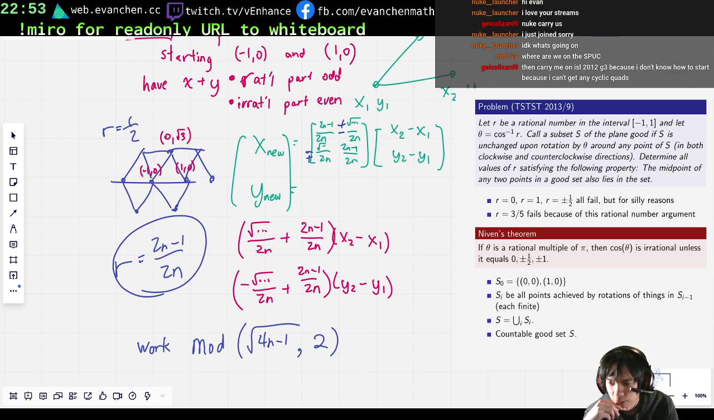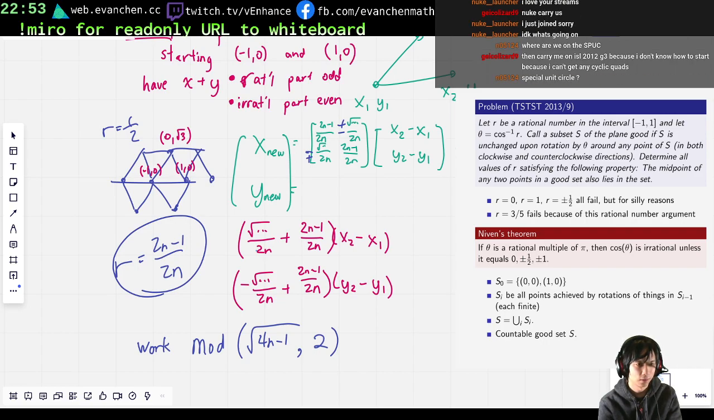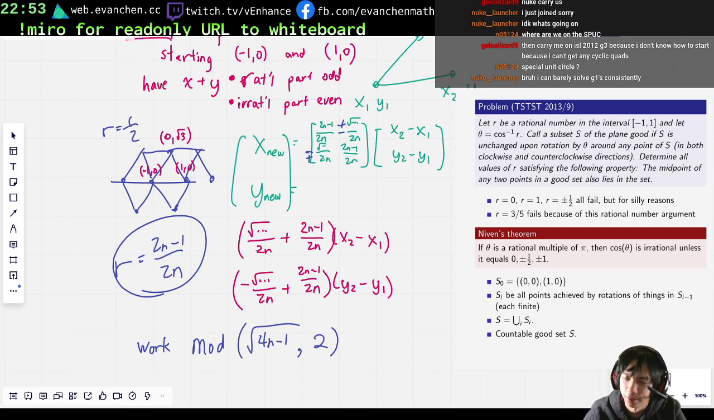Where are we on the SPUC? What does SPUC mean? Special unit circle? Jesus, it's been like 2.5 hours. It's like the entire duration.